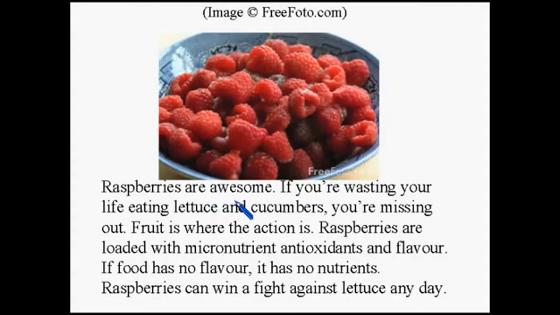Raspberries are awesome. If you're wasting your life eating lettuce and cucumbers, you're missing out. Fruit is where the action is. Raspberries are loaded with micronutrient antioxidants and flavor. If food has no flavor, it has no nutrients. Raspberries can win a fight against lettuce any day.